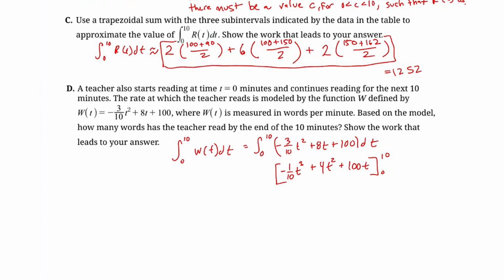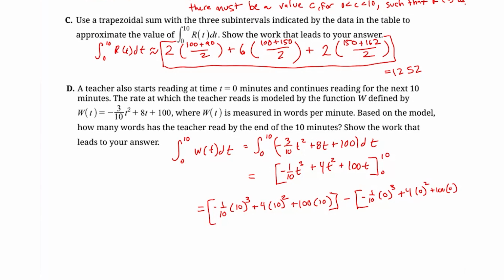So we're going to plug in 10, we're going to plug in 0, and we're going to be done. So this is going to equal -1/10 times 10 cubed plus 4 times 10 squared plus 100 times 10, all that minus... and you might recognize that, hey, if you plug in 0, this whole thing is going to be 0, but you don't necessarily have to. You can just go ahead and plug that in. And yeah, this whole second expression is just going to be 0, but you're also okay just leaving it like that. That is your answer.